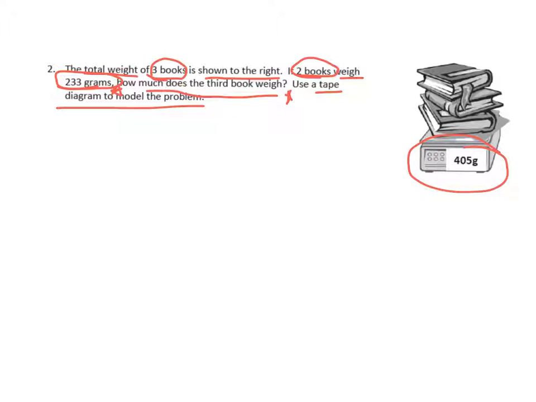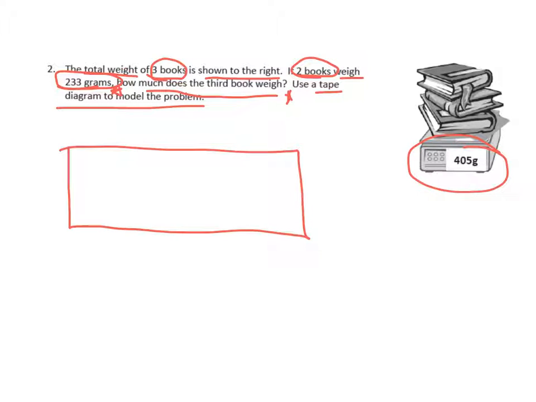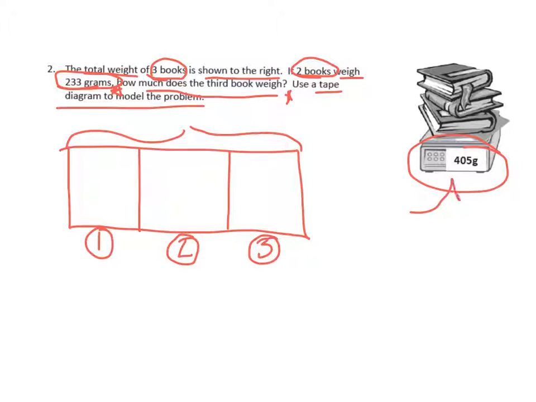So I'm going to take a look at the first sentence. It says that the total weight of 3 books is shown to the right. So what I'm going to do is draw a piece of tape. I'm going to have 3 sections, one for the first book, a second one for the second book, and a third for the third book. It says that the total weight is shown as in the picture. So I see that the total weight is 405 grams.